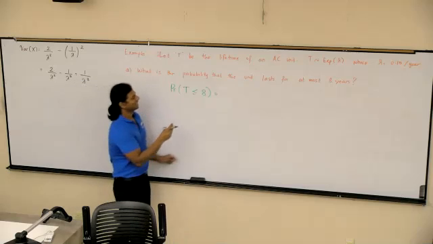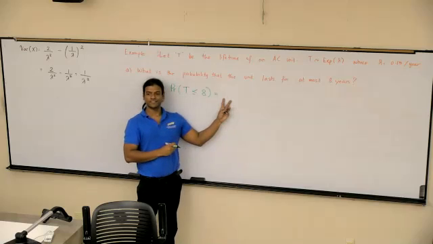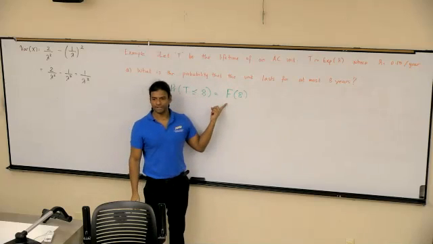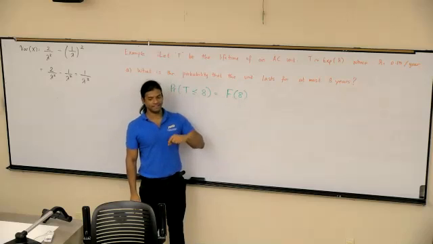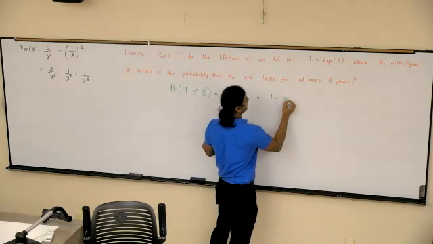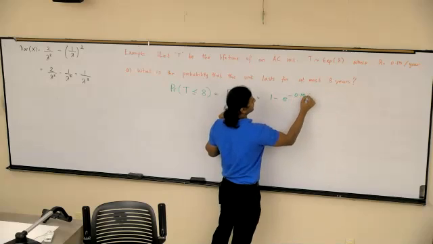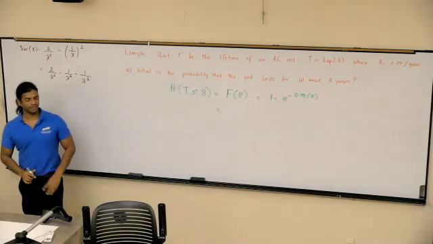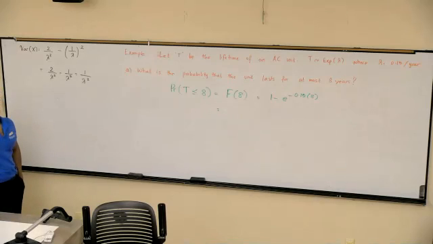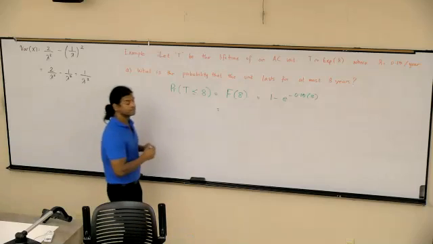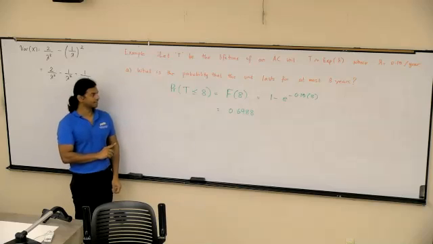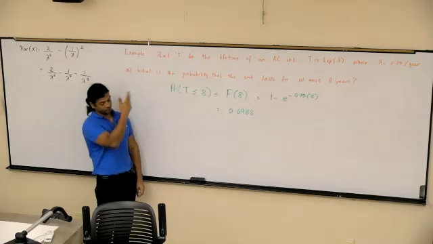In terms of the CDF, I can write it as F of 8. Do we agree? And we know what the CDF is. The CDF is 1 minus e raised to minus lambda, 0.15, times 8. And what do we get? 0.6988. It's a 70% chance that it is going to survive for at most 8 years.